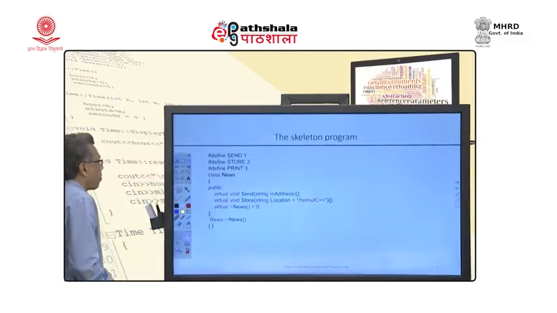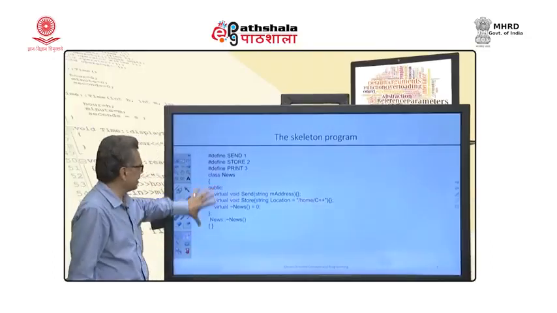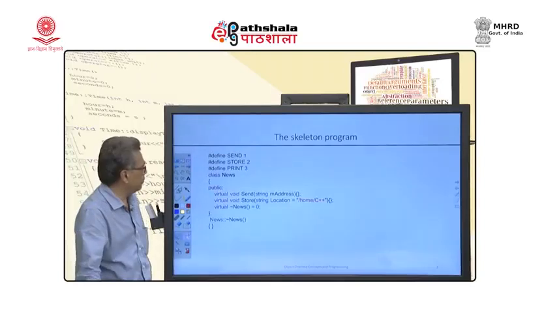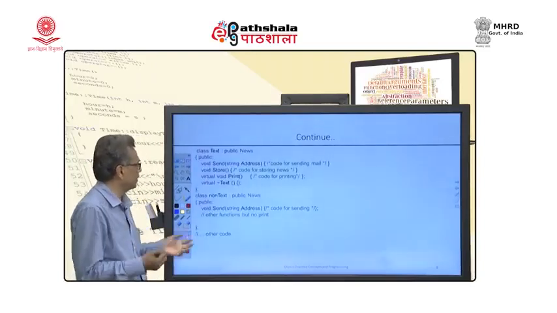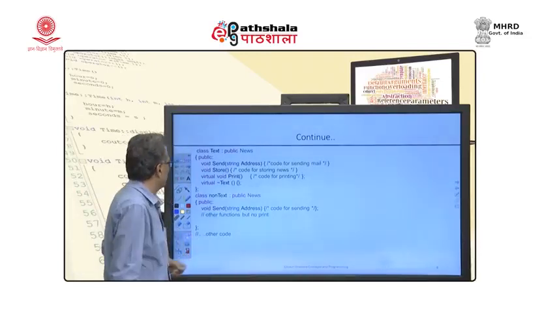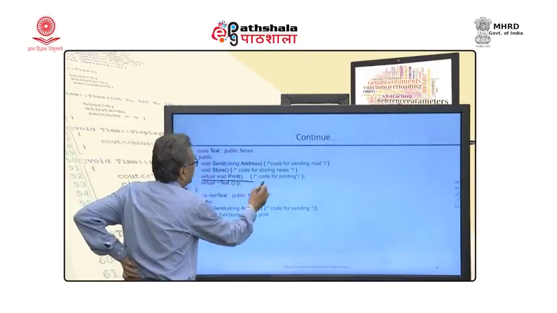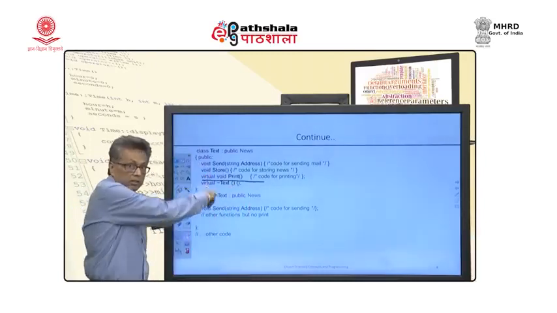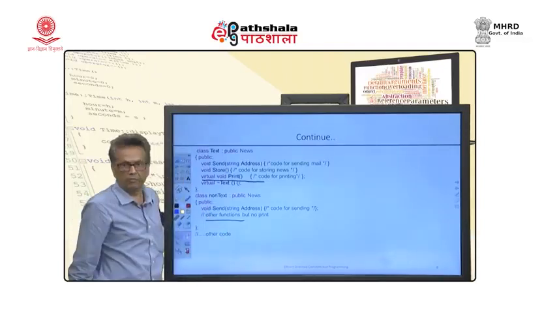So, here is the skeleton of the program. There is something called send, something called store, and a destructor. These are simple parts of the hierarchy. But now, in the text class I have virtual void print. Remember, this is very critical for us. Non-text will not have print.